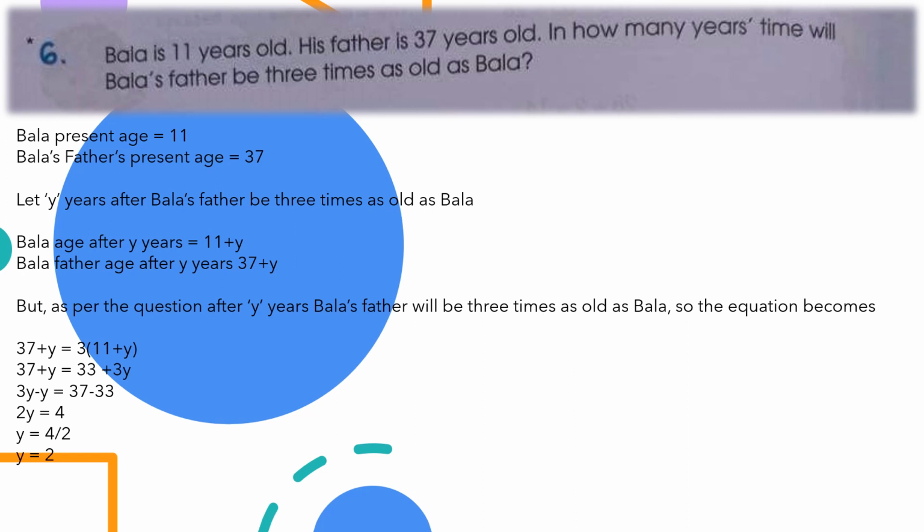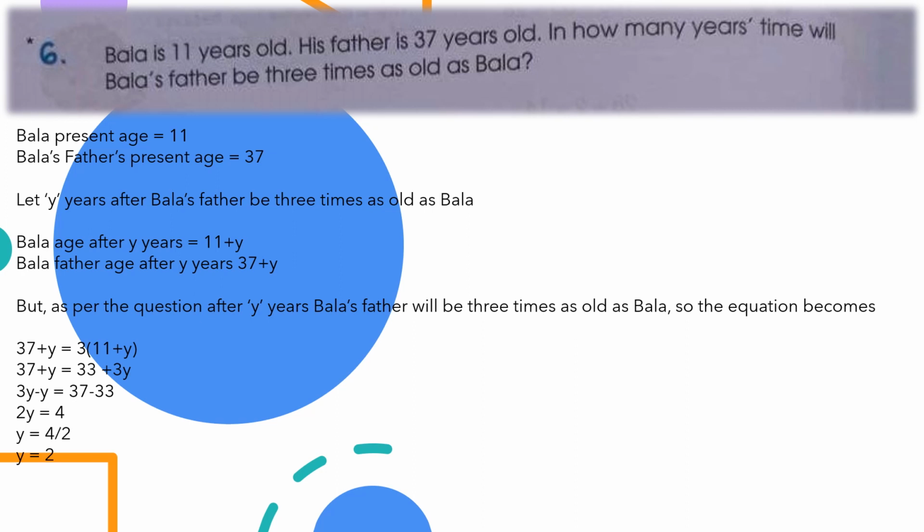Question 6 says that Bala is 11 years old, his father is 37 years old. In how many years' time will Bala's father be 3 times as old as Bala? First of all, Bala's current or present age is 11. Bala's father's present age is 37.